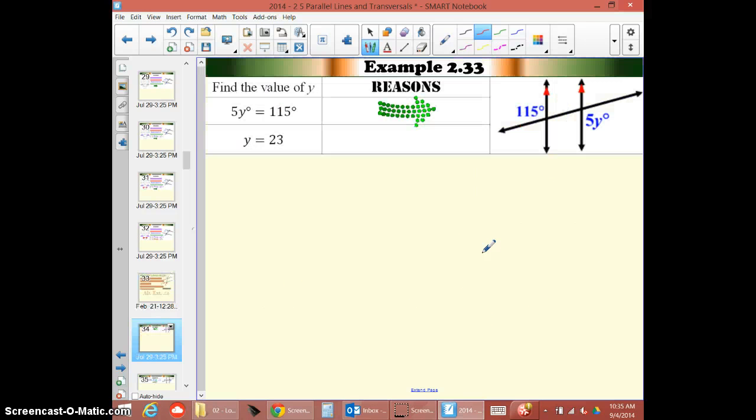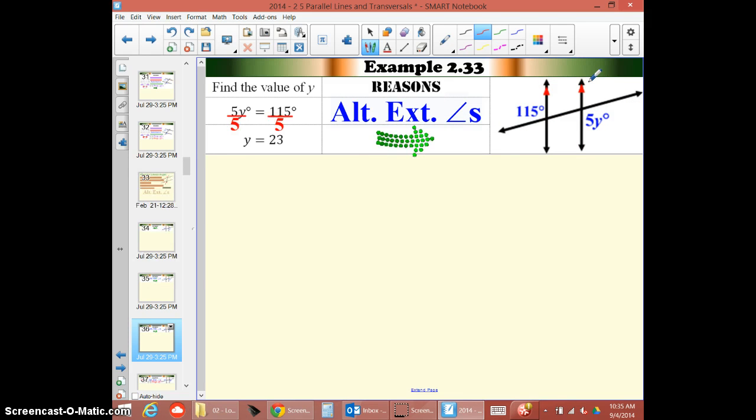This will help you when you're given a problem like this. I'm going to draw it for you. I've got my blue lines, I've got my red line. This is on this side, they're on opposite sides, and they're on the exterior of the parallel lines. So I know that they are alternate exterior angles. I put BAM. They are congruent, they're equal to each other. And then I divide by 5 using the division property, and there's my proof. Y equals 23. No ifs, ands, or buts about it.